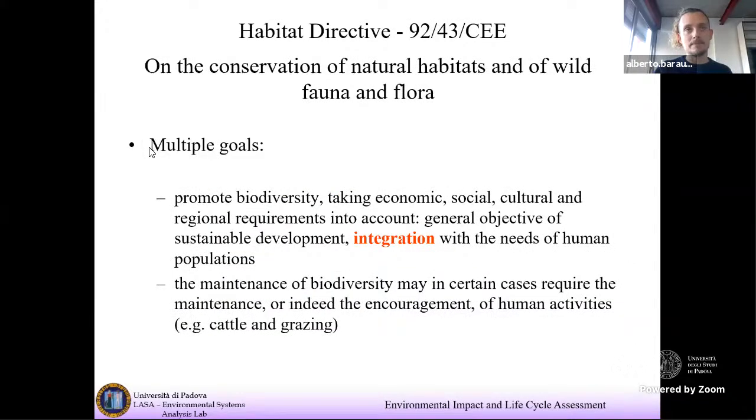So what I found very modern about this directive is that one of the other goals is to promote biodiversity, but taking economic, social, cultural, and regional requirements into account. If you think about it, this is the definition of sustainability. So protect the environment, preserve the environment, which is here represented by biodiversity, but also taking into account economic, social, cultural needs and regional differences, okay? Not all Europe is the same.